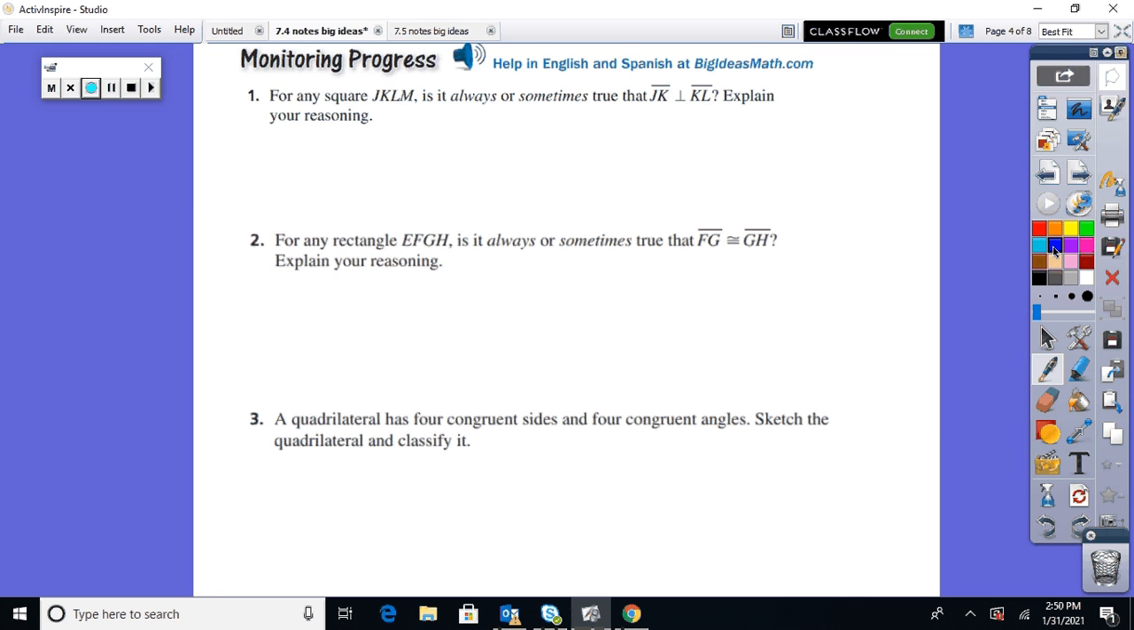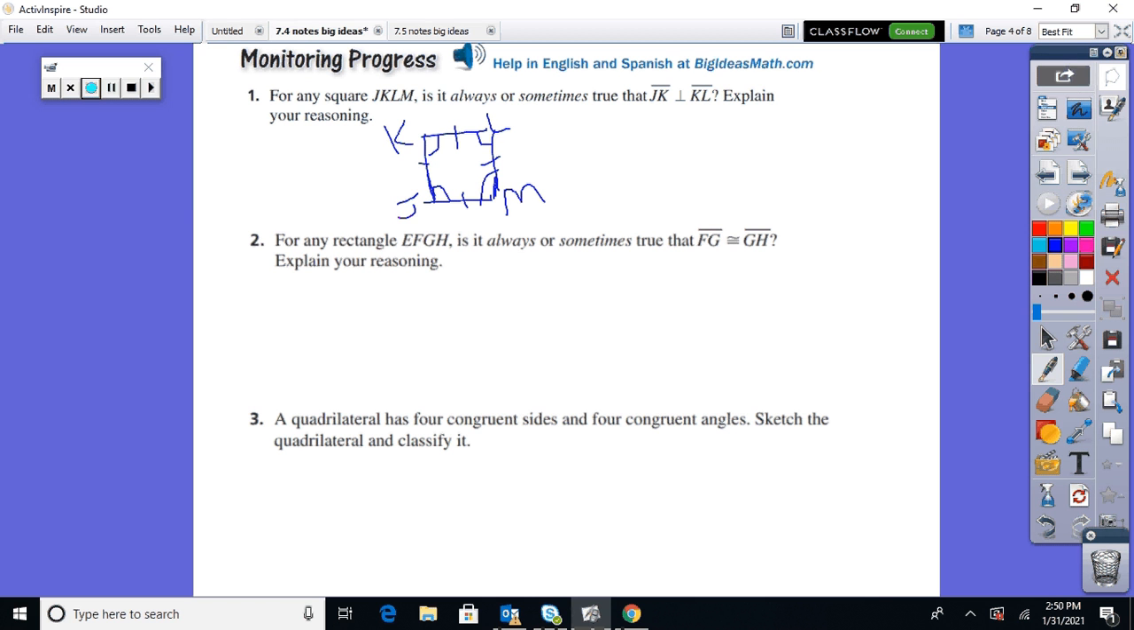For any square JKLM, let's sketch it. So we've got a square JKLM, and of course it doesn't matter where you start your J as long as you go in the order in which they wrote the letters. It's a square, so I know that I've got 4 right angles and 4 congruent sides.